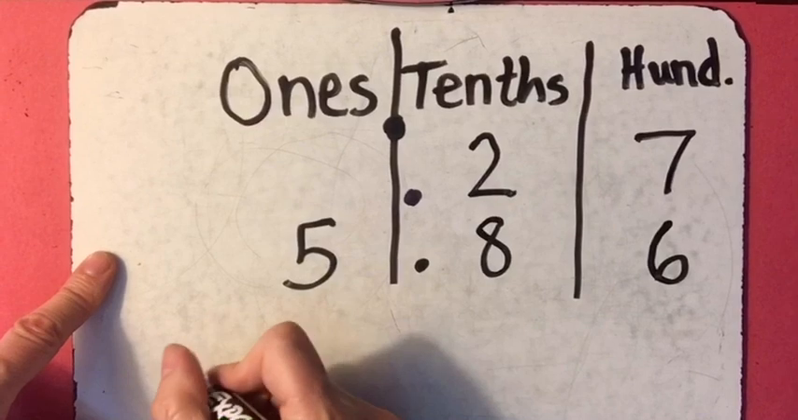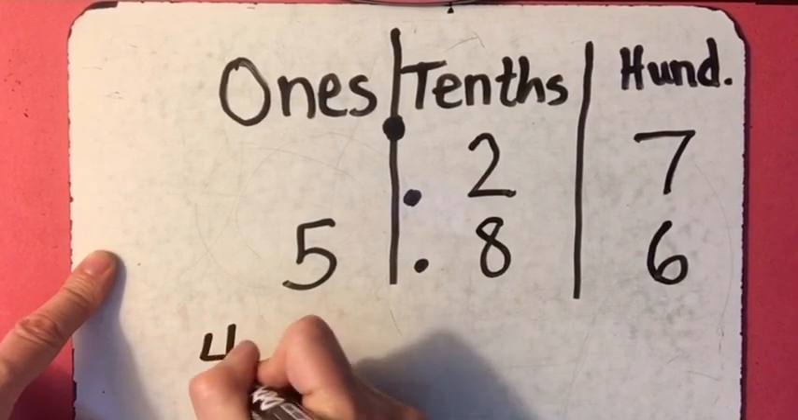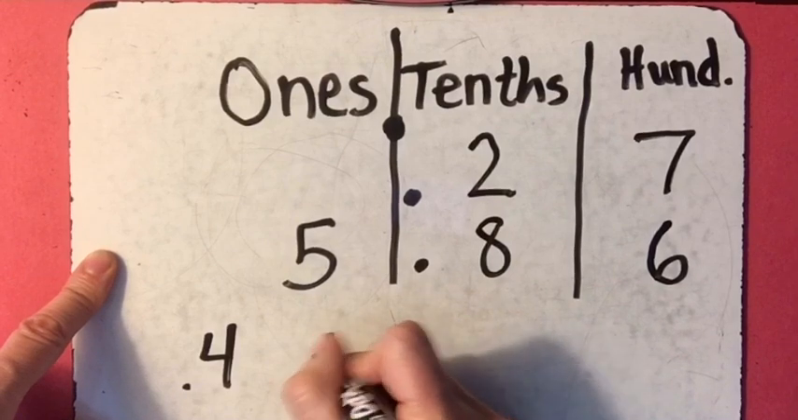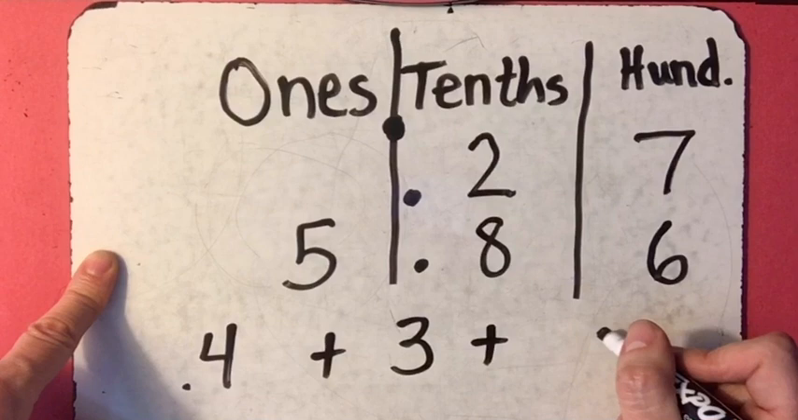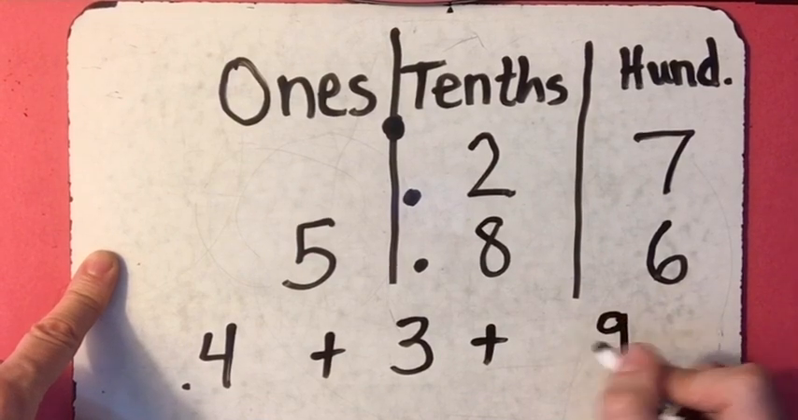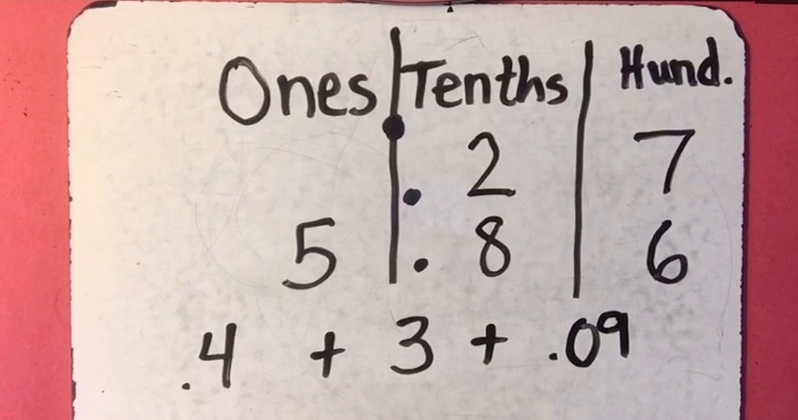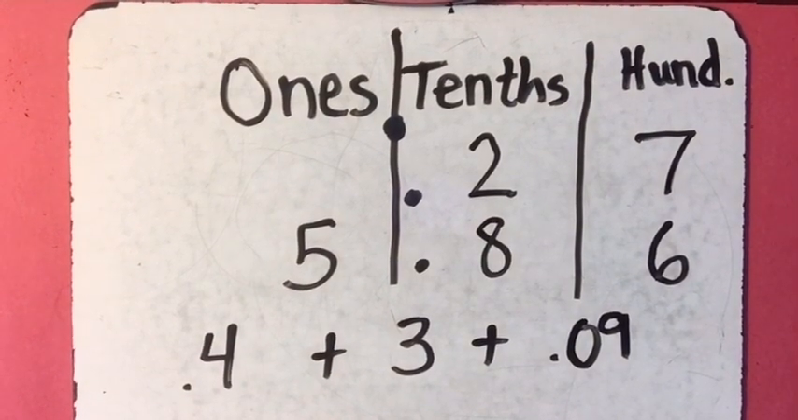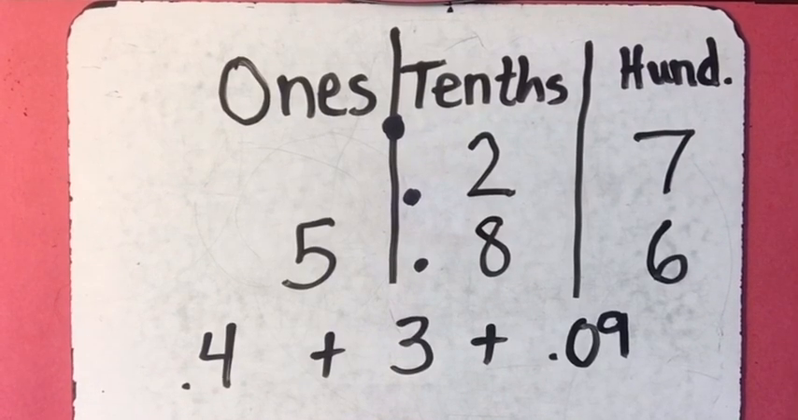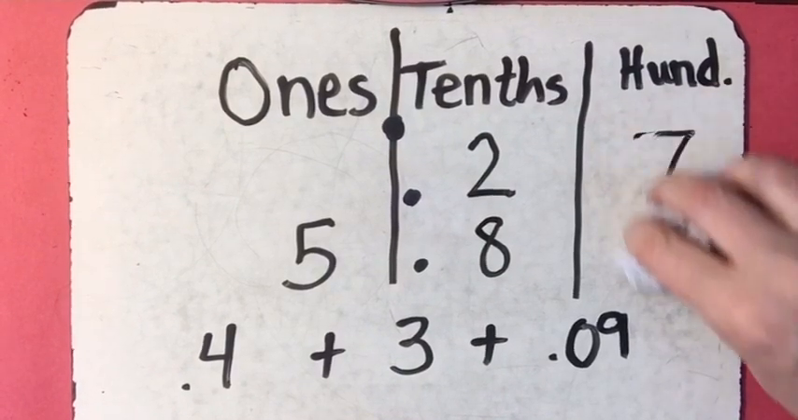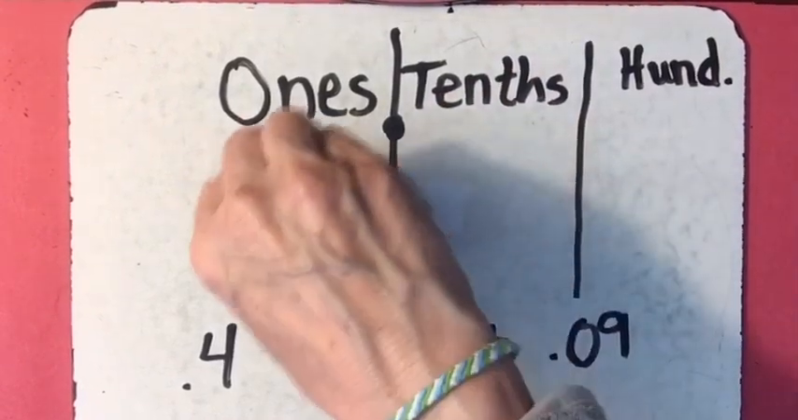Okay, let's do one more, and then I'm going to show you what you're going to do today. This time I will do 4/10 plus 3 wholes plus 9/100. And I'm writing backwards today because I keep thinking of writing them as fractions, so that's where I'm getting a little bit confused. Okay, they're the same thing though. I guess I'm not so confused. Just my hand and my brain aren't doing the same thing.